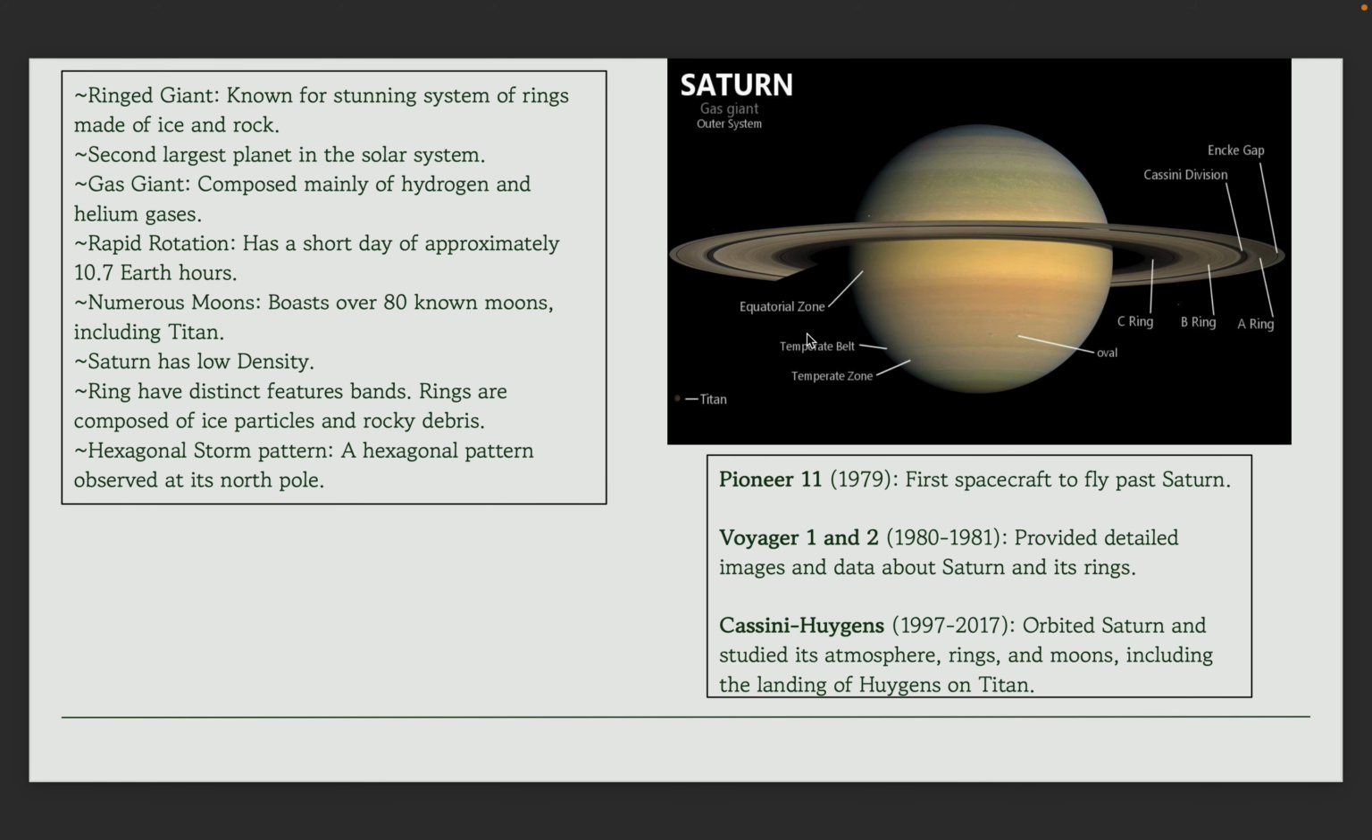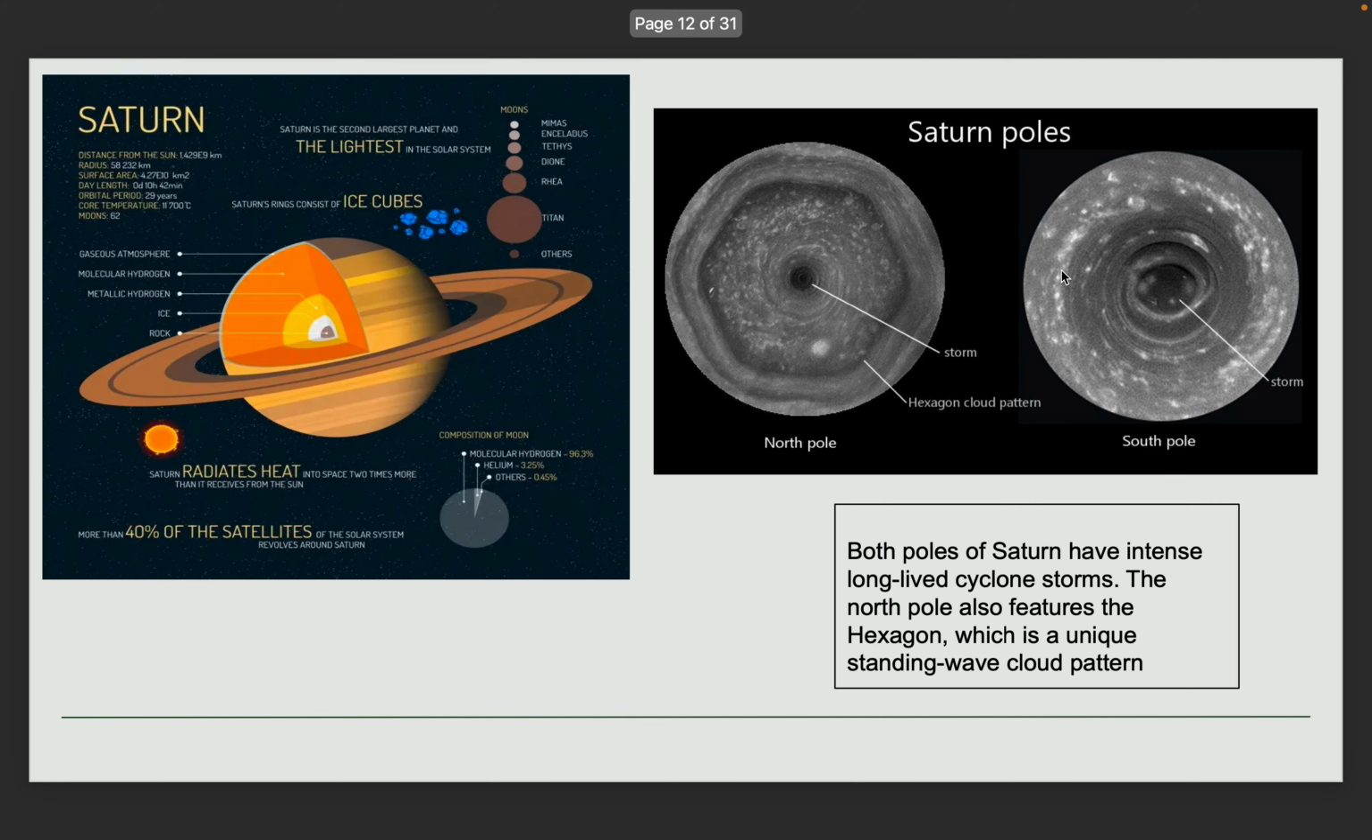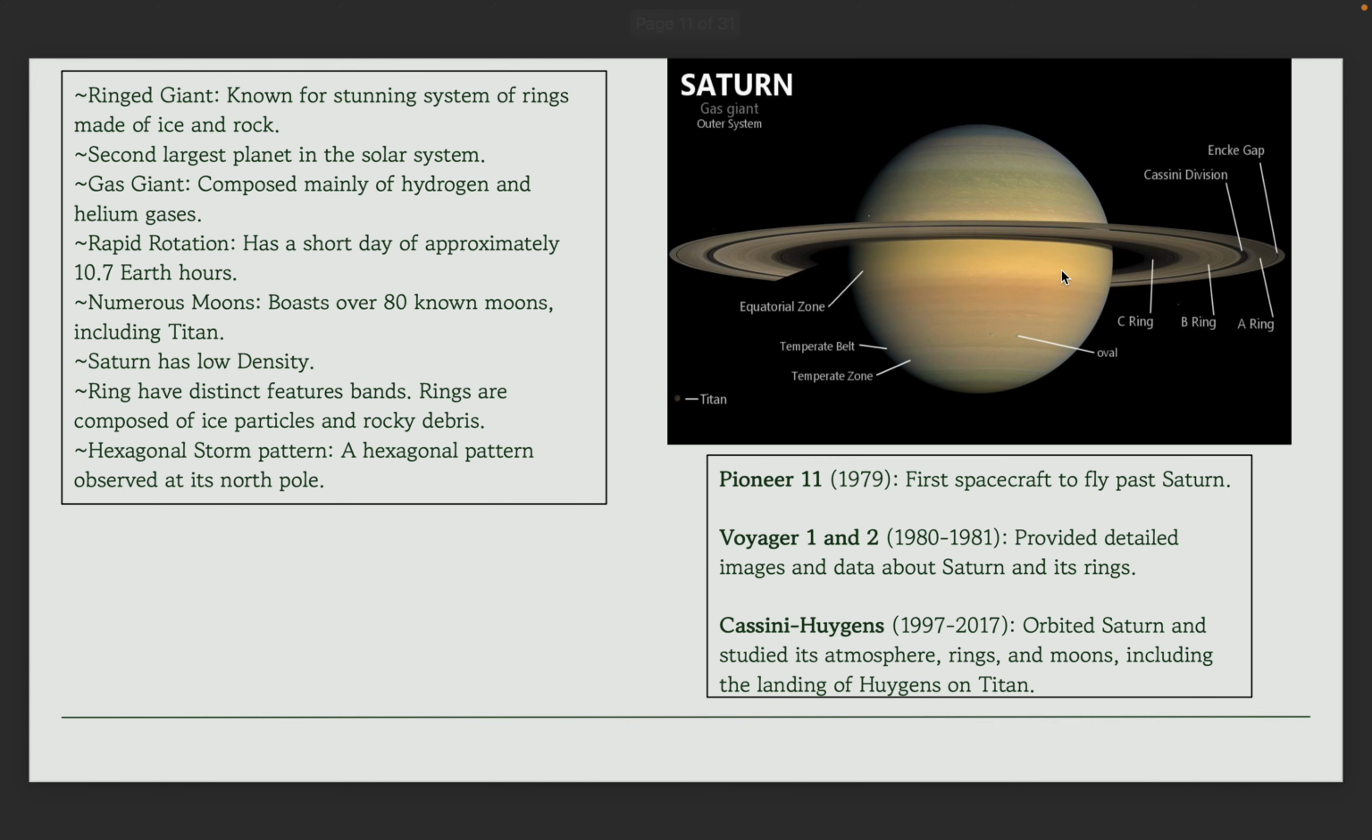These are less turbulent, and the equatorial zone is a more turbulent and stormy region, and the equatorial zone is also brighter.